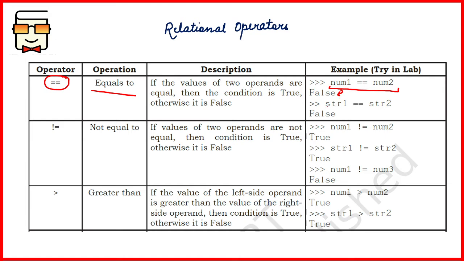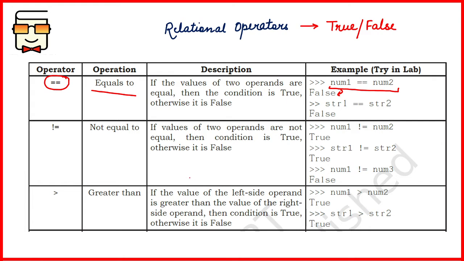Now you must remember that relational operators will always give you the result in the form of true or false. That means they will result into one of these two Boolean values, whether the relational operator that is being used between the two operand values holds true or it holds false.